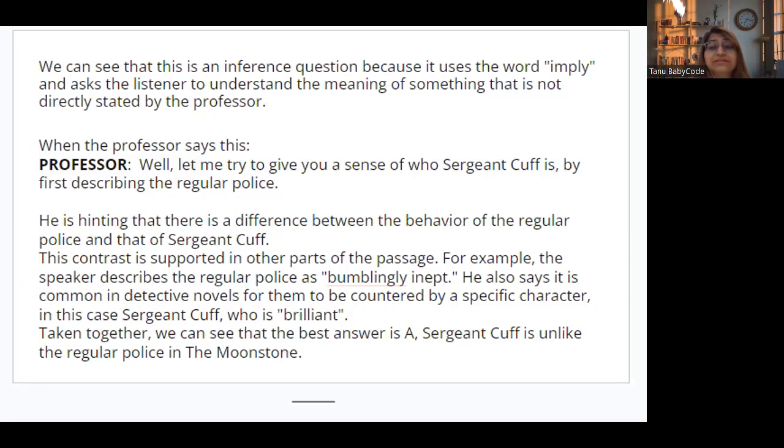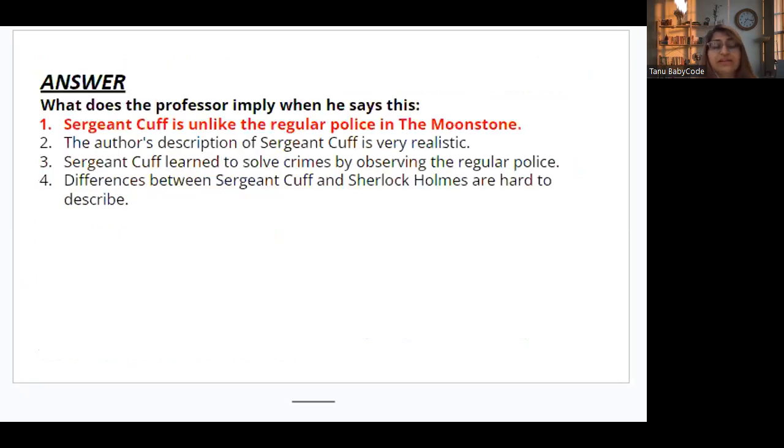So this contrast is supported in other parts of the passage. For example, the speaker describes the regular police as bumbling, inept. He also says it is common in detective novels for them to be countered by specific characters, in this case, Sergeant Cuff, who is brilliant. Taken together, we can see that the best answer is A, because Sergeant Cuff is unlike the regular police in The Moonstone. Okay, so I hope you got an idea how to solve this. You have to look at what the professor implies by that particular statement, where the meaning is not directly stated, but you have to show your understanding skills here.